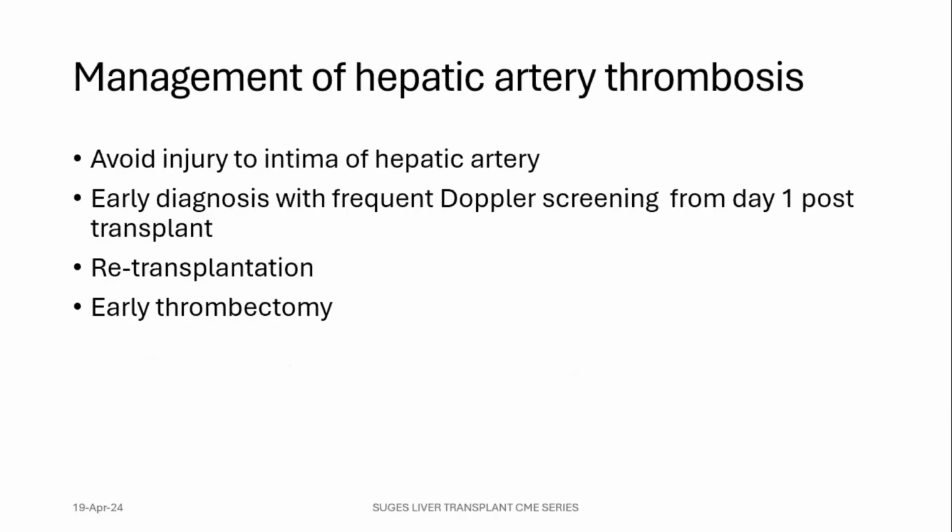So how do we manage that? The first thing is to avoid injury to the intima of the hepatic artery. So as much as possible, you try to avoid manipulating the intima of the donor hepatic artery, as well as the recipient, but most times the injury tends to occur with the donor. Then you need to diagnose this early. And this is done by frequent Doppler screening from day one post-transplant.